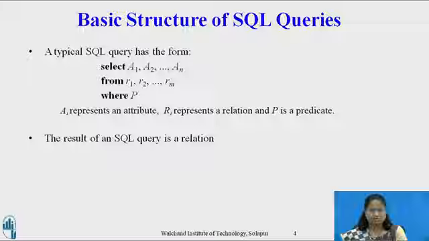The basic structure of an SQL expression consists of three clauses: select, from and where. A typical SQL query has the form select A1, A2, up to An from R1, R2, up to Rm where P. Here each Ai represents an attribute, each Ri is a relation and P is a predicate. If the where clause is omitted, the predicate P is true and the result of the SQL query may contain multiple copies of some tuples.